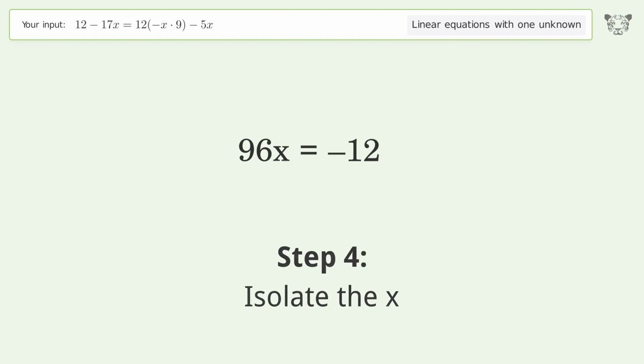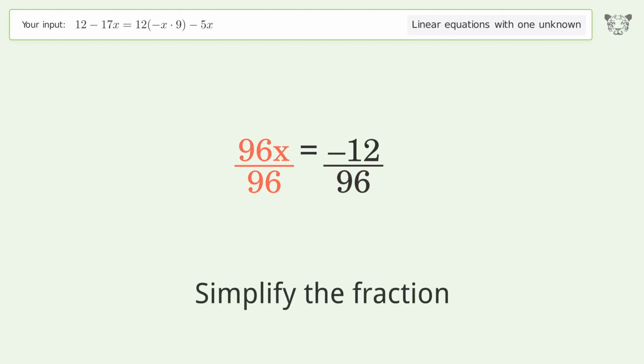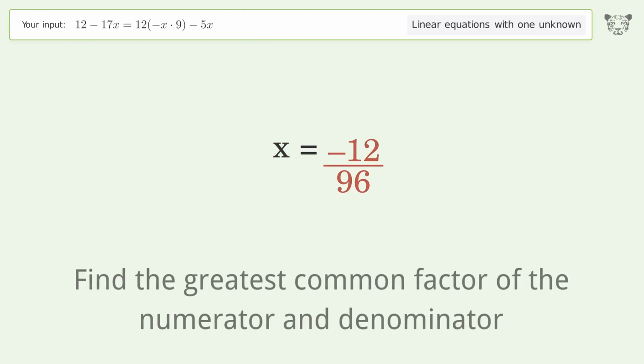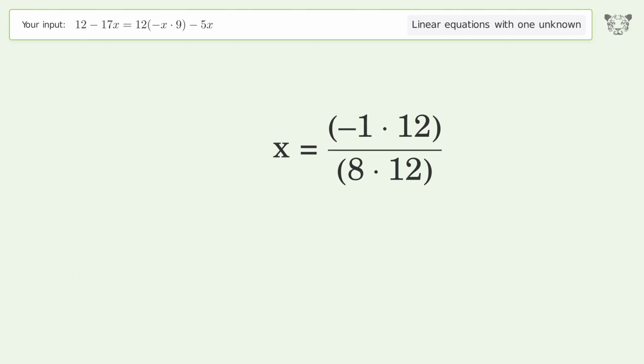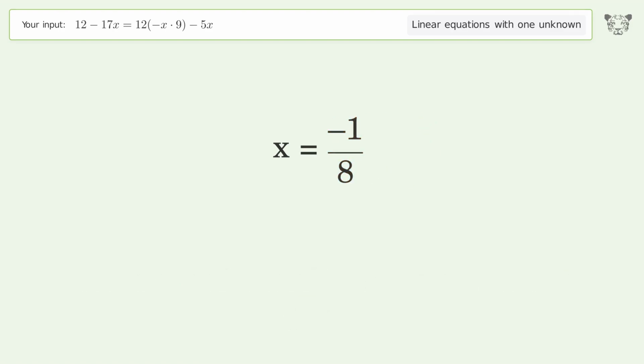Isolate the x. Divide both sides by 96. Simplify the fraction. Find the greatest common factor of the numerator and denominator. Factor out and cancel the greatest common factor. And so the final result is x equals -1/8.